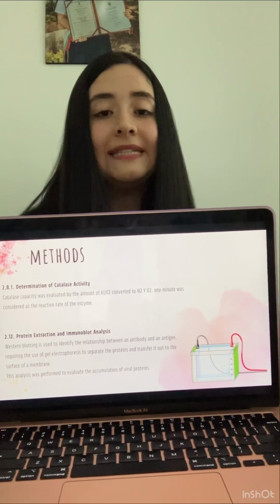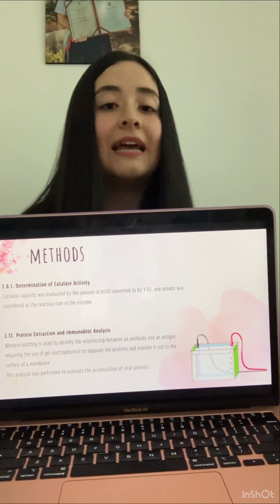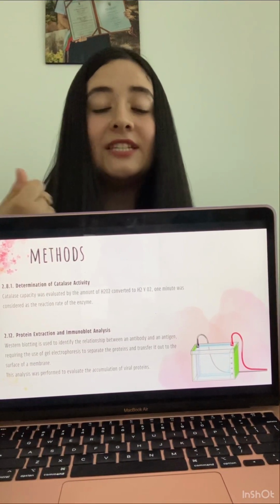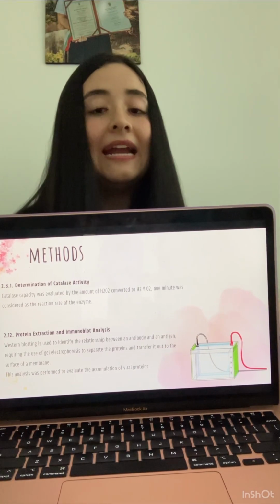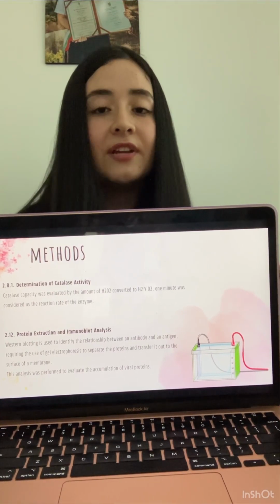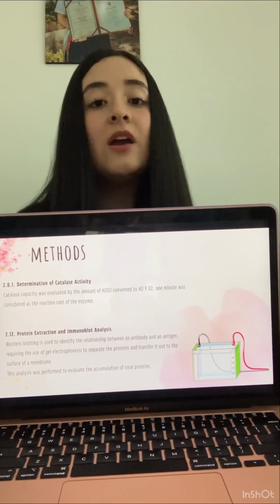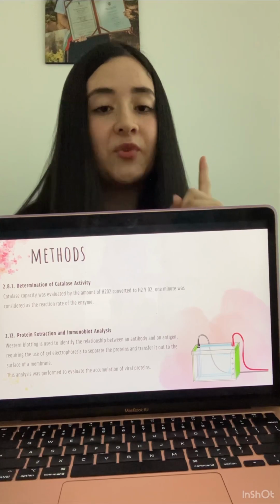The next one is about the determination of catalase activity, and it's very important because it is an enzyme with antioxidant enzymatic capacity. It is evaluated by the amount of hydrogen peroxide converted into water and oxygen in 1 minute, which is its reaction rate.